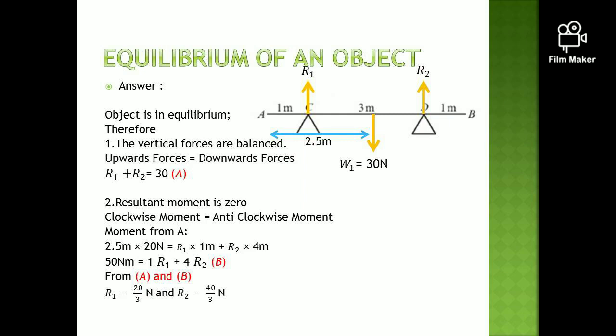Now you perform the two simultaneous equations. By solving these two simultaneous equations, you can get the answers for R1 as 20 over 3 and R2 as 40 over 3. If you are still struggling with how to solve simultaneous equations, watch the video on simultaneous equations. I'll put the link in the description box, and it will also pop up as a suggested video at the top of the screen.